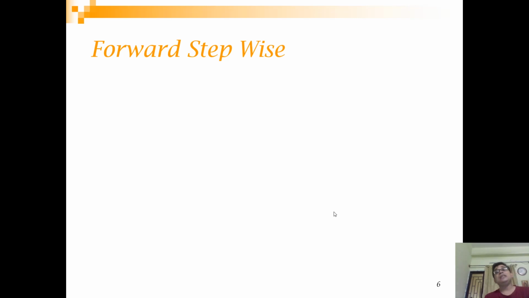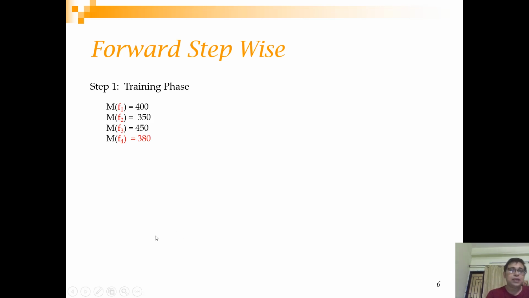Our next technique is going to be forward stepwise. What we do over here is we similarly have a training phase and a testing phase. In the training phase, we start by building models using one feature at a time. How many models will we get? We'll get 4C1 models. These are the training MSE that we have got, and we select the one with minimum MSE, so M F2. Then we don't consider any other model.